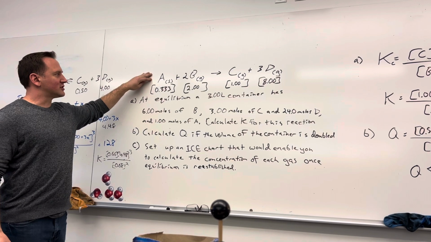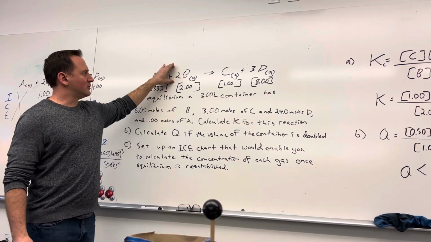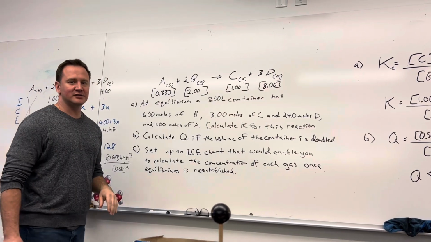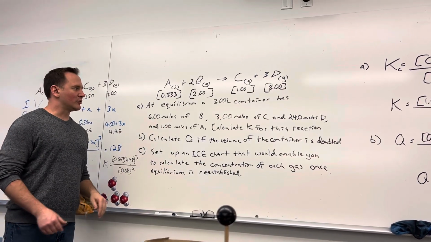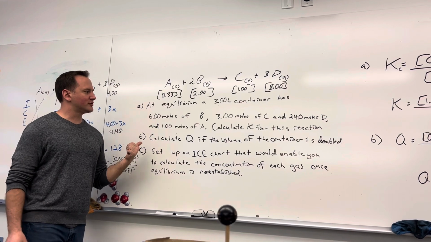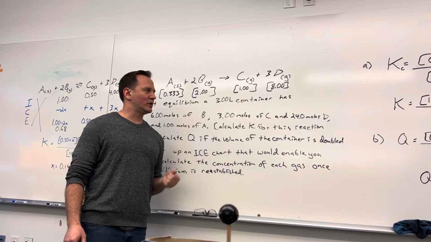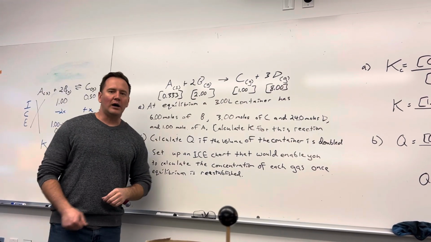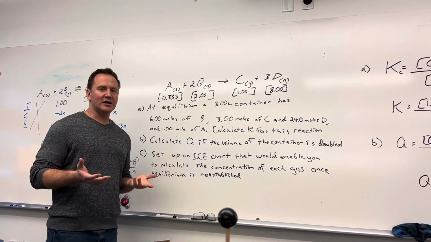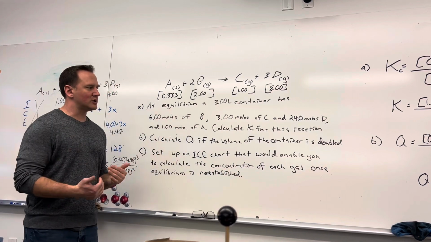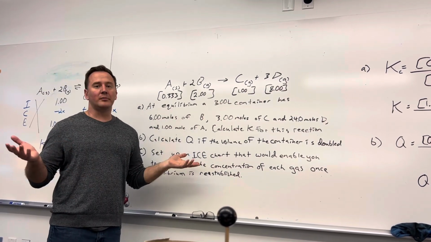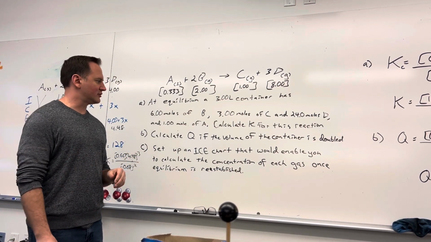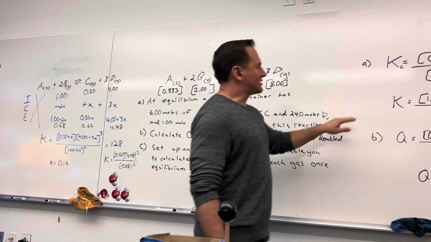So we have A, which is a solid, plus 2B, which is a gas, gives you C and 3D, both being gases. And the question states, at equilibrium, a 3-liter container has 6 moles of B, 3 moles of C, 24 moles of D, and 1 mole of A. So I want you to calculate the K for this reaction, and then we're going to make changes to it later and see how it compares to K and how it's going to get back to it, and we're going to quantify these concentrations. So, writing the expression for it.